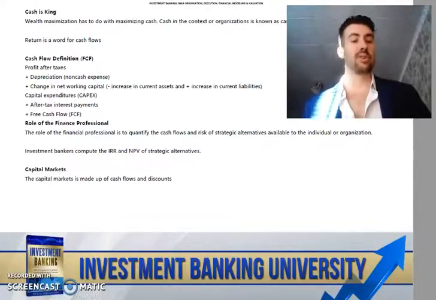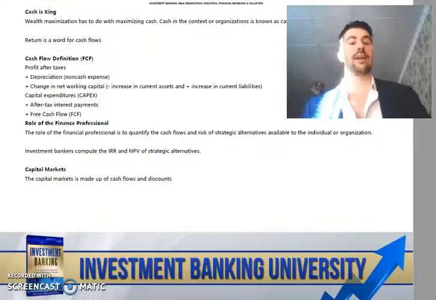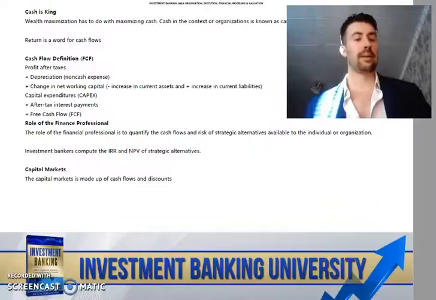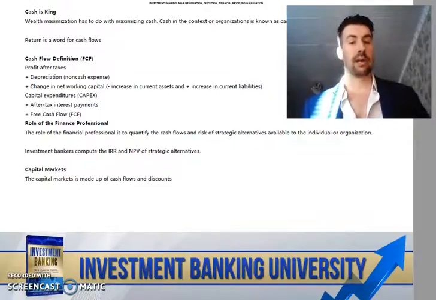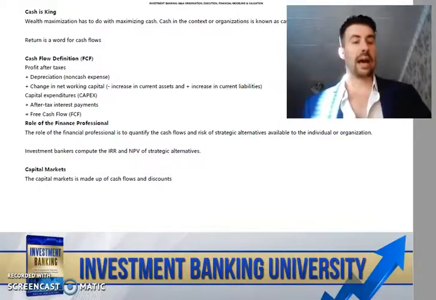So, cash flow definition: free cash flow is profit after taxes plus depreciation, which is a non-cash expense, plus the change in net working capital. We're going to have a negative sign if there's an increase in current assets, and a positive sign if there's an increase in current liabilities. And we'll talk about why in just a second. Then we subtract capital expenditures or CapEx. After that, we add after-tax interest payments, and that gets us to free cash flow or FCF.